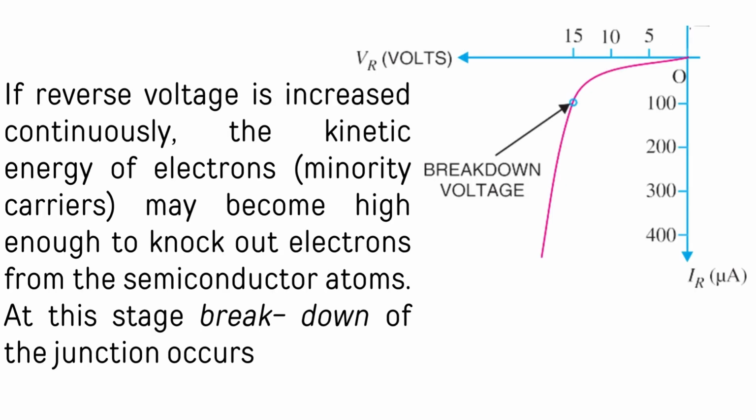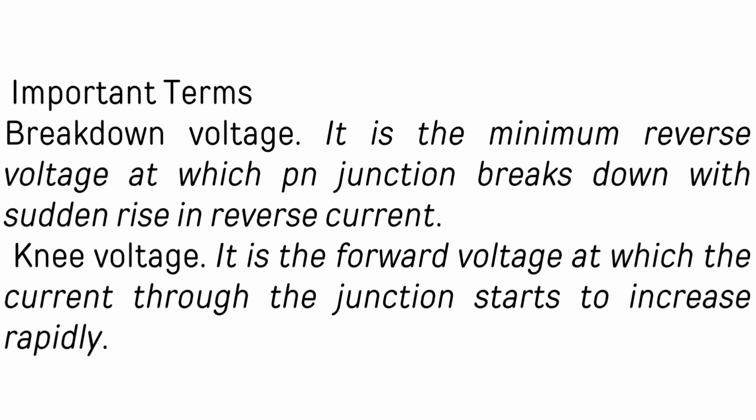If the reverse voltage is increased continuously, the kinetic energy of electrons may become high enough to knock out the electrons in the semiconductor atoms. At this stage, breakdown of junction occurs. Important terms. Breakdown voltage: it is the minimum reverse voltage at which the p-n junction breaks down with a sudden rise in reverse current. Knee voltage: it is the forward voltage at which the current through the junction starts to increase rapidly.